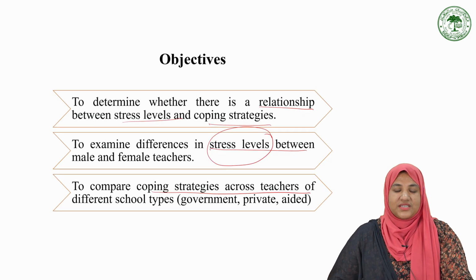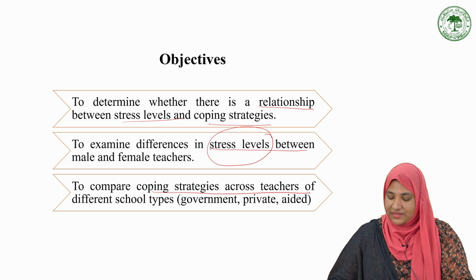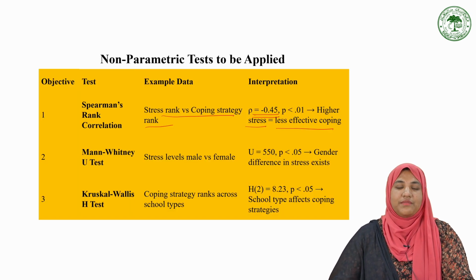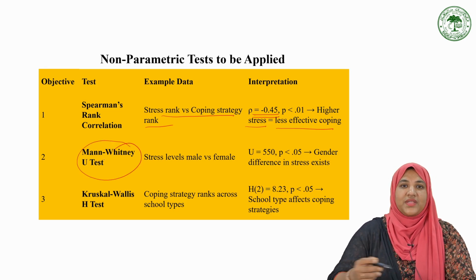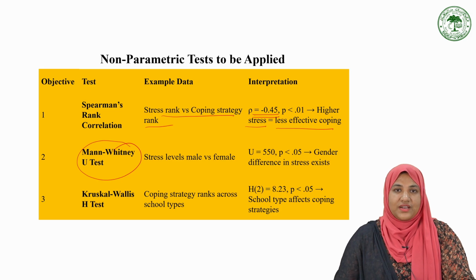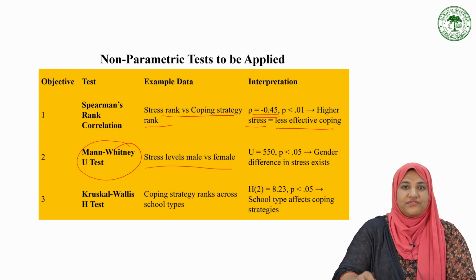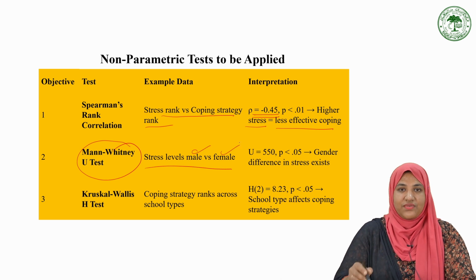And the second objective we have taken over here was to examine the differences in the stress level between the male and the female, that is whether there exist differences in the stress level of the male and the female students. So here we are using the Mann-Whitney U test. I have already discussed the parametric and the non-parametric tests. We said that in the parametric test we use the t-test, and the Mann-Whitney U test is what we use when there are two groups, especially as the alternative to the parametric test when the assumptions are not met. So here we are going to check the stress level of the male versus the female.